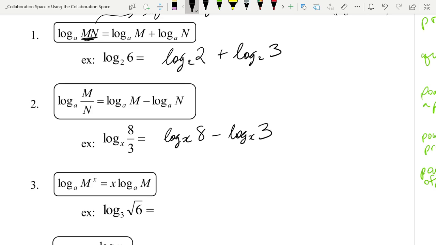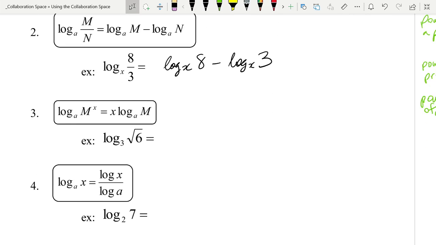All right, third log law. What happens if you have an exponent in a logarithm statement? The exponent, right here, little x, becomes a coefficient. So in this case, first I'm going to change this into something a little more exponential. Log to the base 3 of 6 to the power of a half is like saying a half times the log to the base 3 of 6.